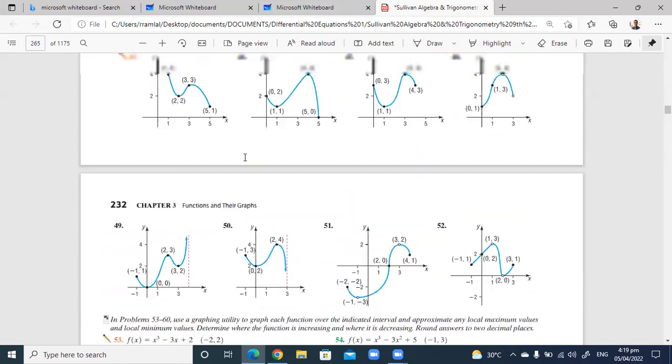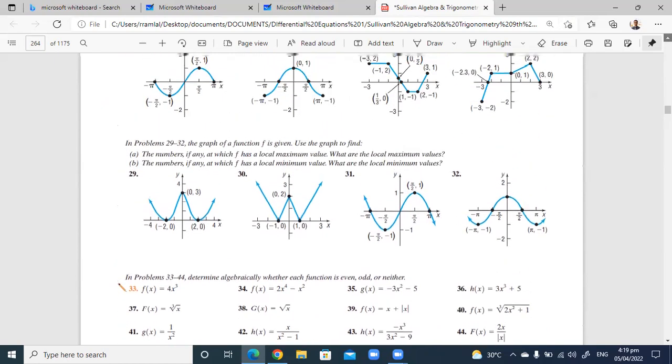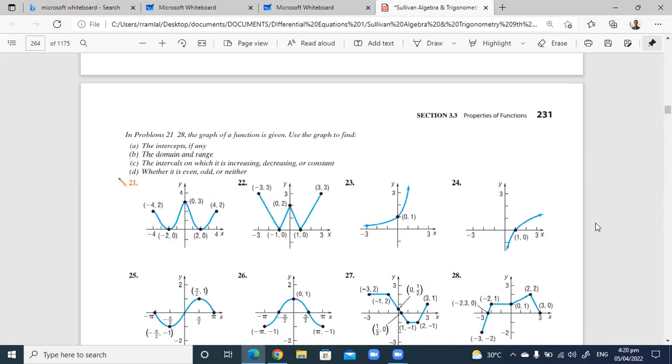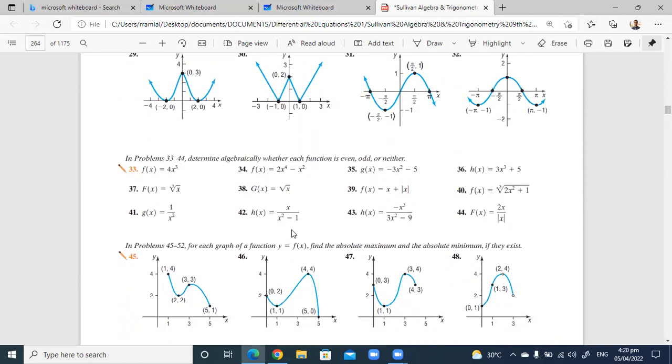For homework, I'll post it in a WhatsApp group as well. You all could do problems 33 to 36, page 231. All right, 33 to 36 is fine. All right, page 231.